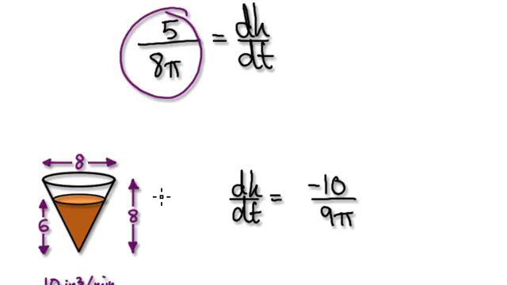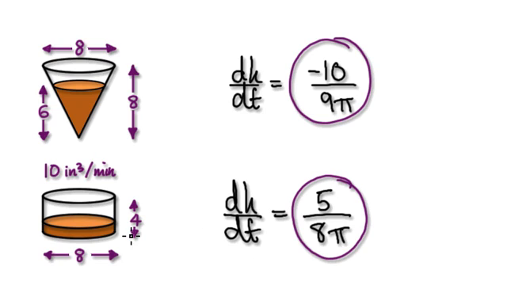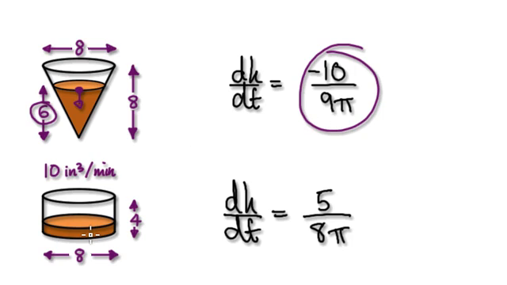So what that means is, remember, in the previous video, dH by dt is given by this. In this video, we just worked out that dH by dt for the cylinder is given by this. So at this precise moment in time, when the coffee is 6 inches above the bottom, the speed at which it's falling would be this. And at this precise moment in time, when the coffee is 6 above the bottom, the speed at which it's rising is given by this. Okay.